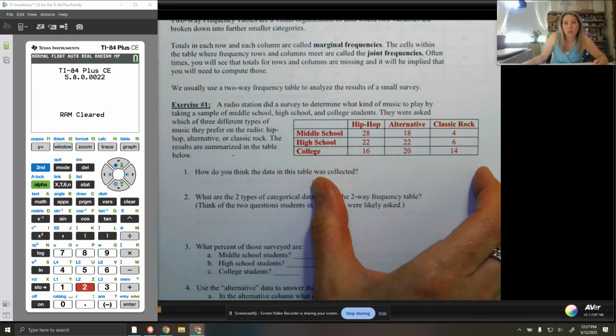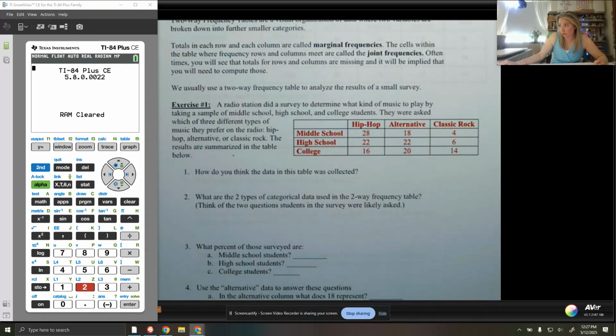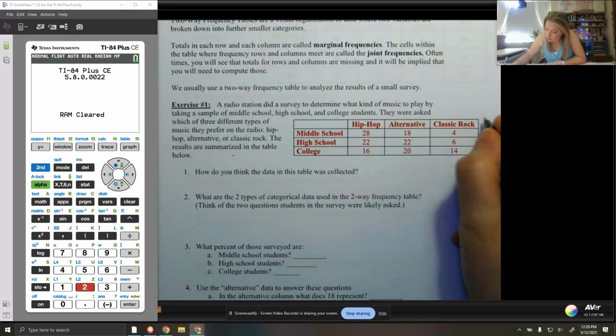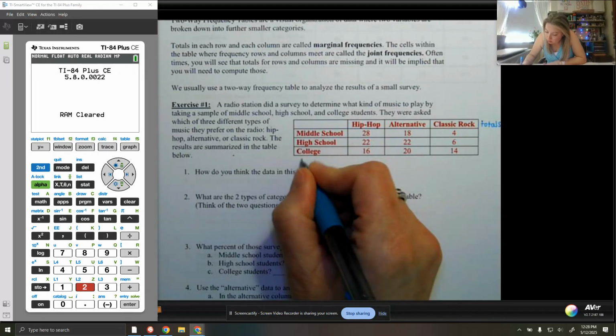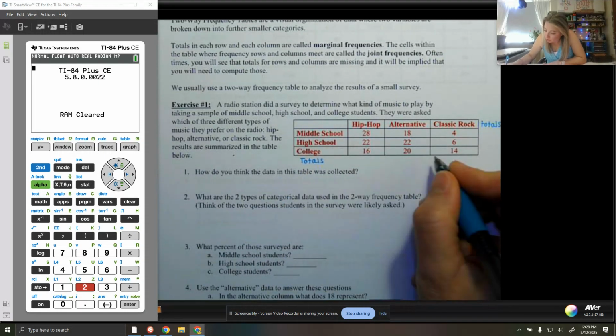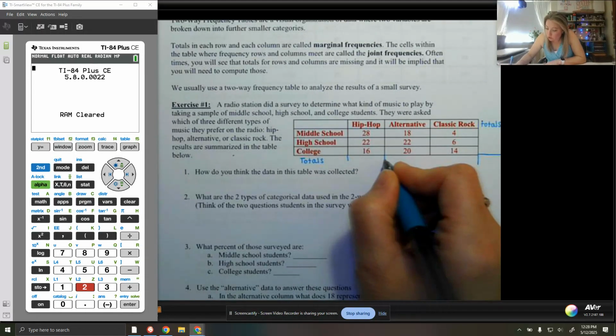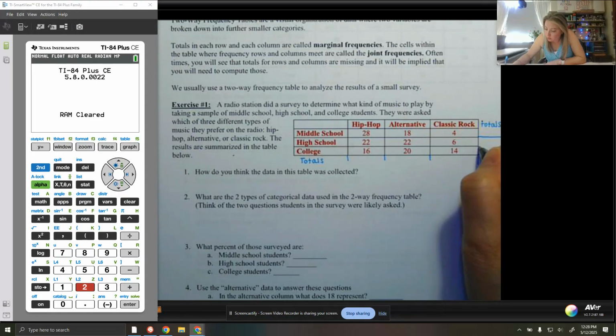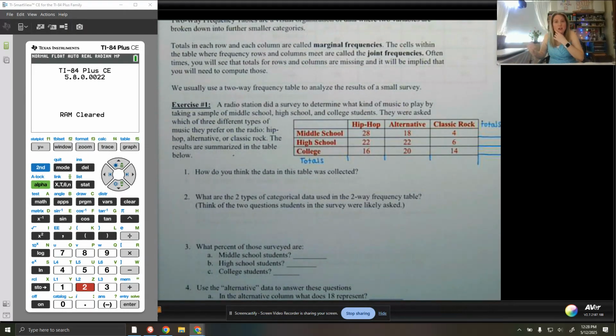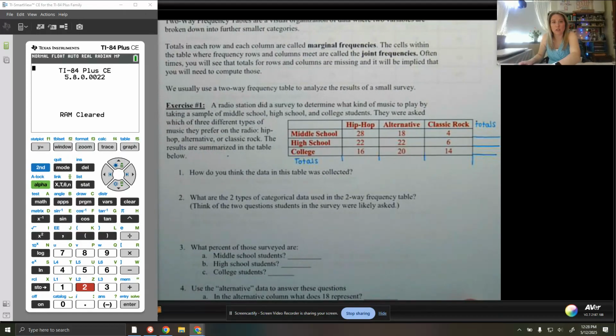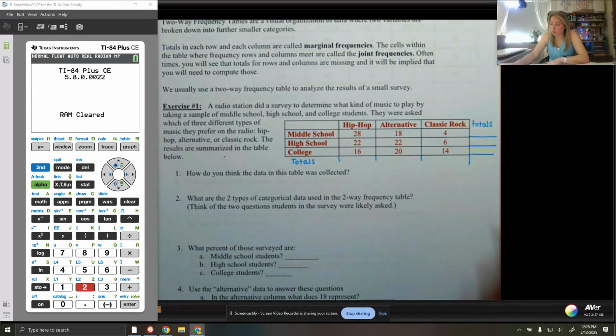So here's our table. When I see a table like this, the first thing I notice is there are no totals. So I really want to find totals of each of these categories, along with the overall total. What I like to do is add everything up across, add everything up down, and then know what my totals are when looking at a two-way frequency table.